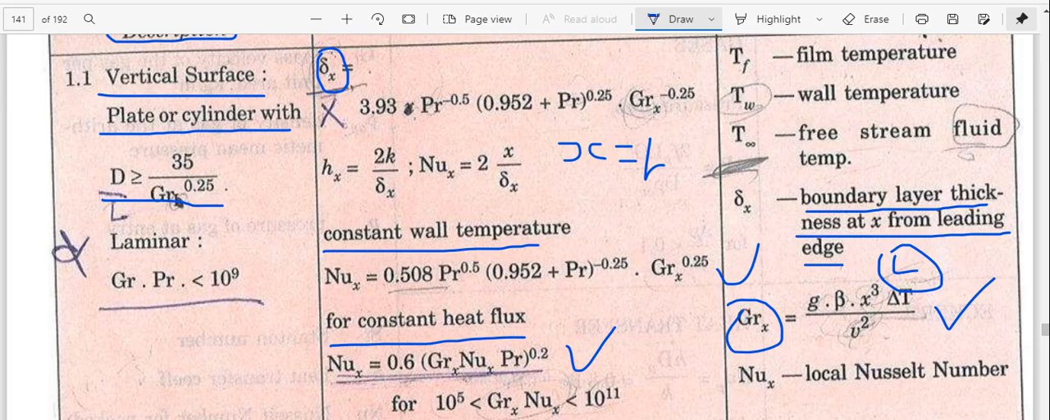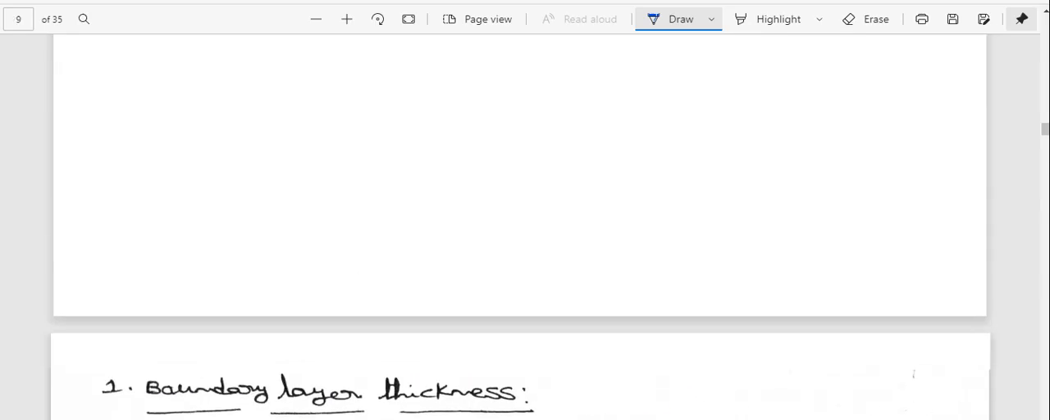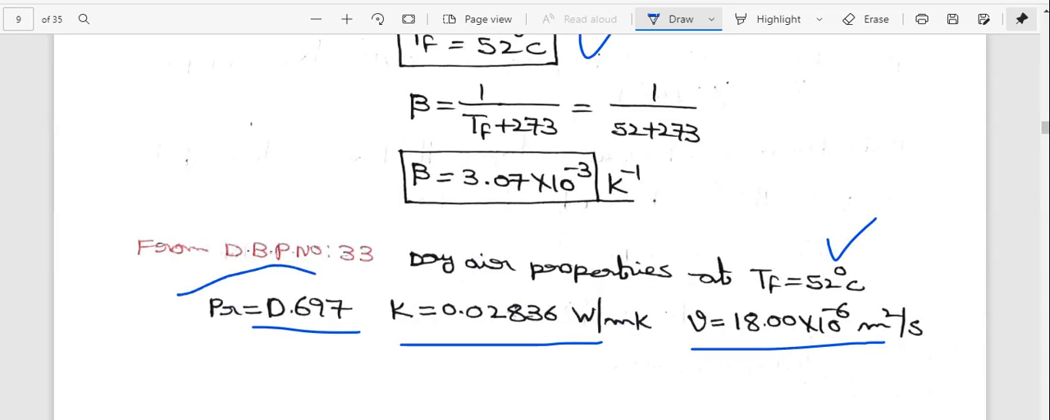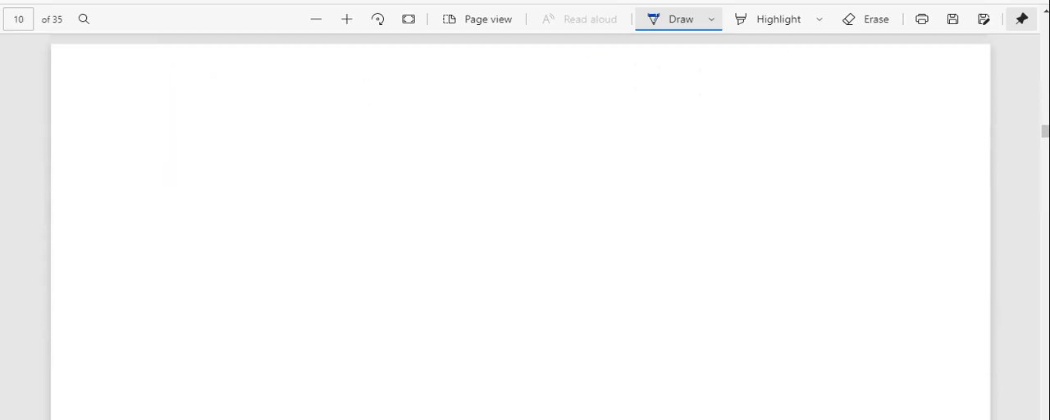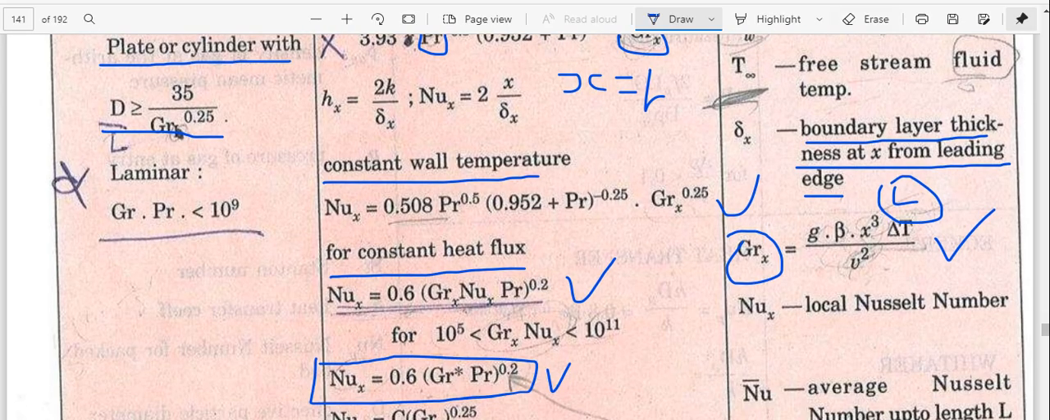So in this formula we have Grashof number and Prandtl number. The Prandtl number is also taken from data book page number 33, from the property values. So now we need to calculate the Grashof number. What is the Grashof number formula?